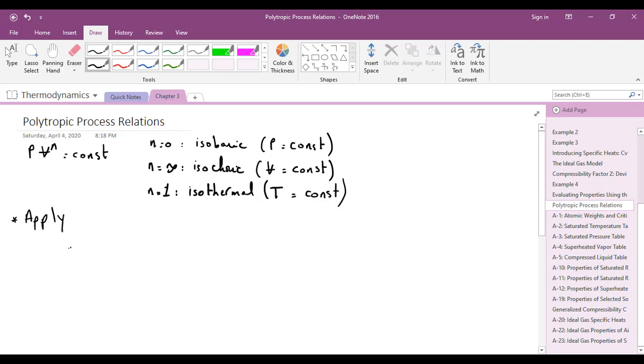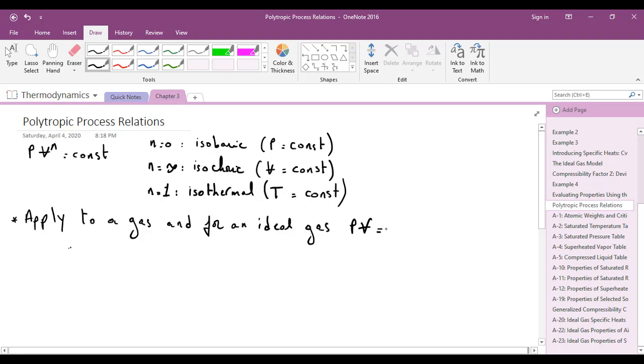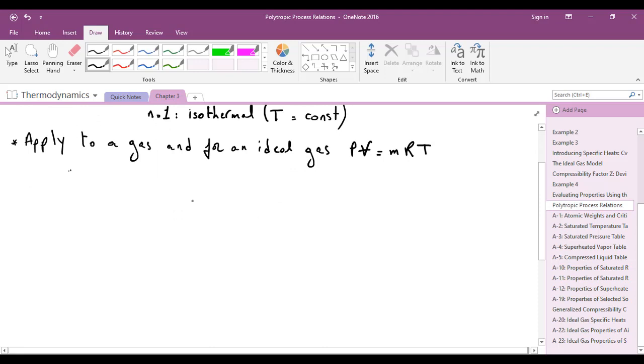So if we apply it to a gas, for an ideal gas, we have PV equal to mRT, we can obtain further relationships. So what we are trying to do here is to obtain a relationship that relates the temperature variation to the volume variation, and the temperature variation to the pressure variation.